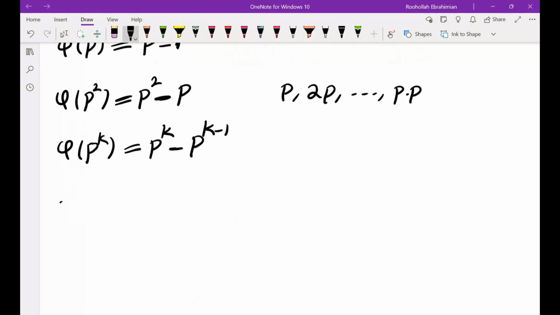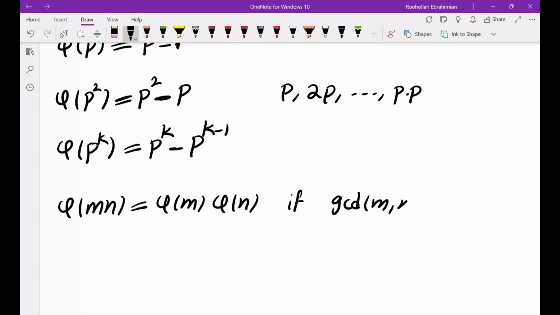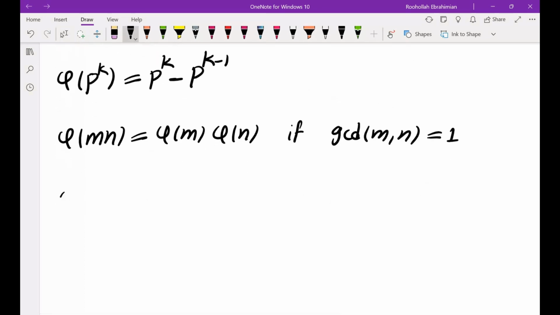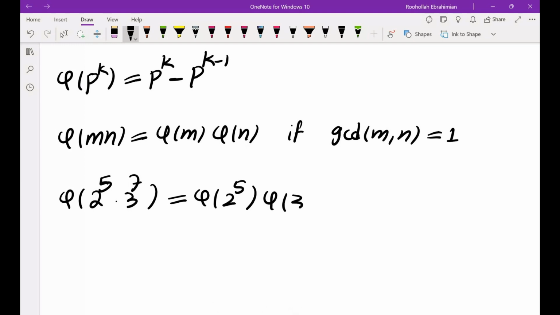And it can also be shown that phi of mn is equal to phi of m times phi of n if m and n are relatively prime. This is a well-known fact in number theory. So in general, if you want to find phi of, let's say, 2 to the power of 5 times 3 to the power of 7, I'll give you an example and then I'll tell you how to solve the problem. You can rewrite that as phi of 2 to the power of 5 times phi of 3 to the power of 7. Now we know how to evaluate each one of them.